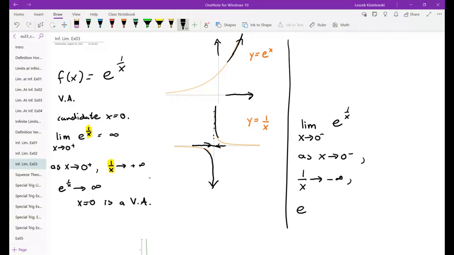And in turn, if the argument of our exponential function, namely 1 over x, goes to negative infinity, what do we know about our exponential? Where does it go? As the argument of our exponential goes to negative infinity, our exponential function is approaching 0. So this one-sided limit is not infinite, it's 0.